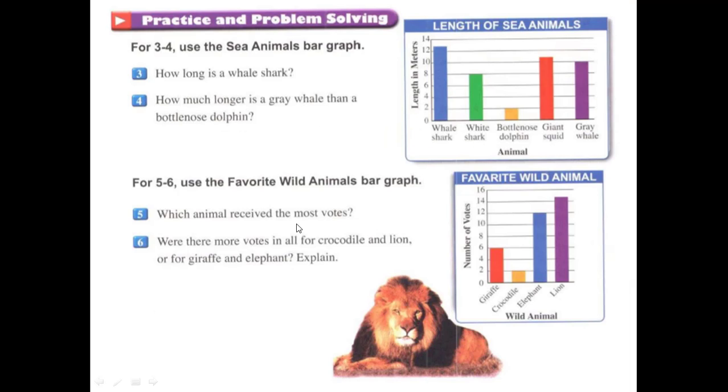Okay. How long is a whale shark? Whale shark, it is between 12 and 14. So between 12 and 14 you have what? You have 13. Just 13. Okay.